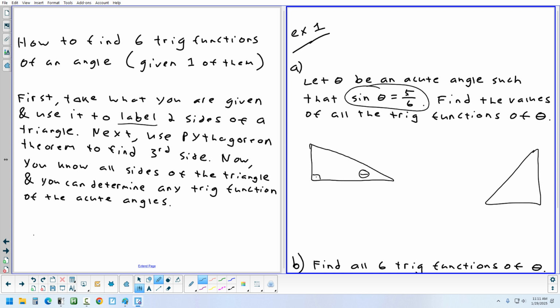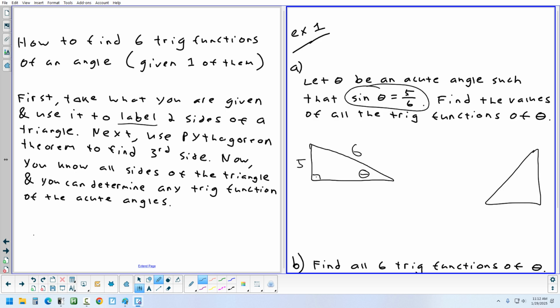So now, can somebody explain to me where the 5 would have to go? Now, because of where I put theta, we don't have any choices. It has to go in a certain spot. Yeah? It's the height. So 5 is the height. The 6 is the hypotenuse.